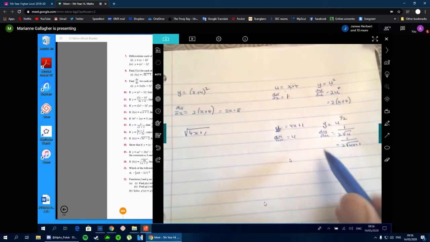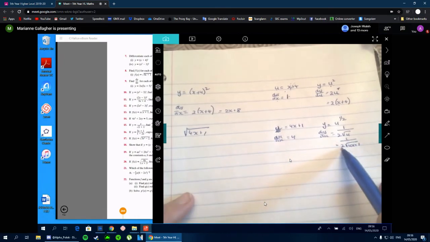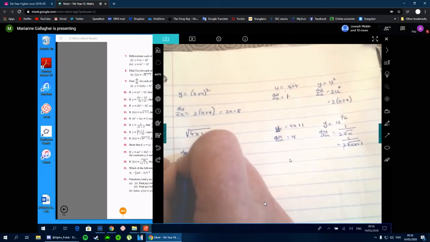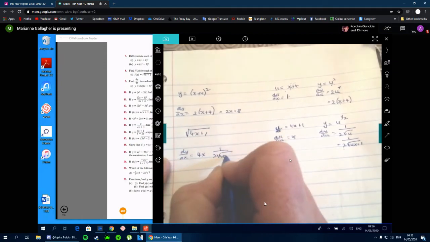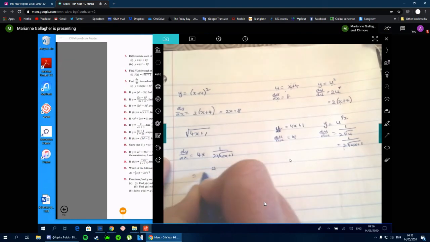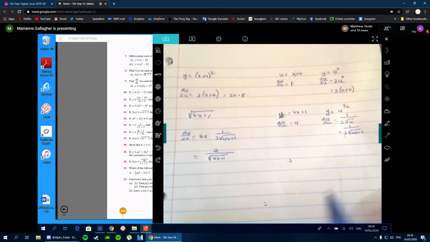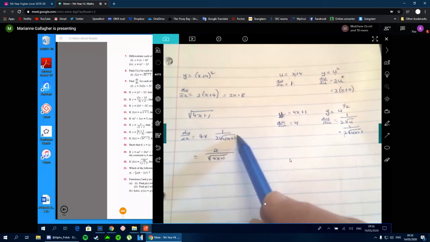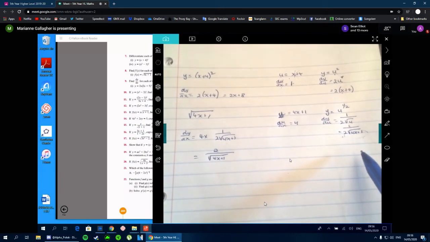Okay, and then you're going to multiply that by that. So 4 times a half is 2. So your answer dy dx is 2 over root 4x plus 1. Does that make sense? Don't do anything to the bracket. No. The 4x plus 1 is under the root, so you're just doing 4 over 2. You can simplify that, but this has to just stay there. Is that okay? Yeah. Good.